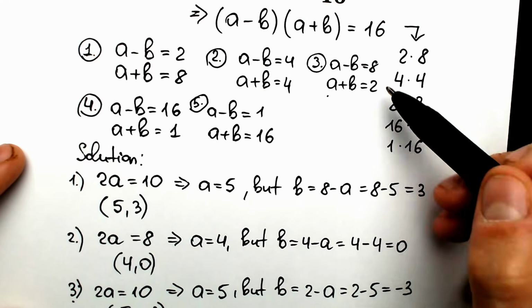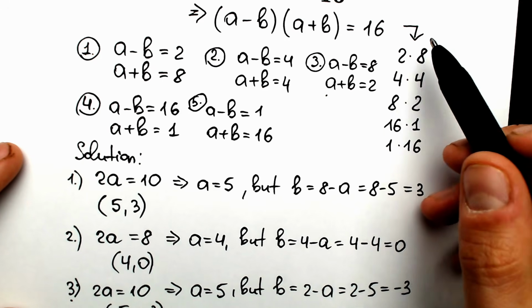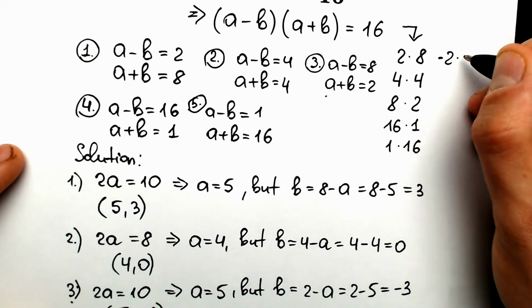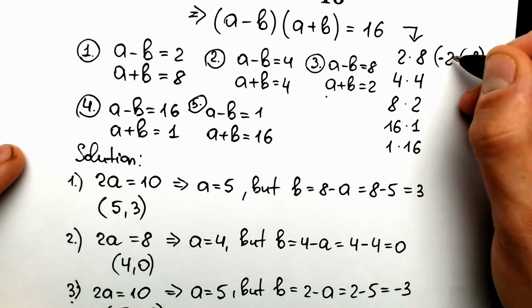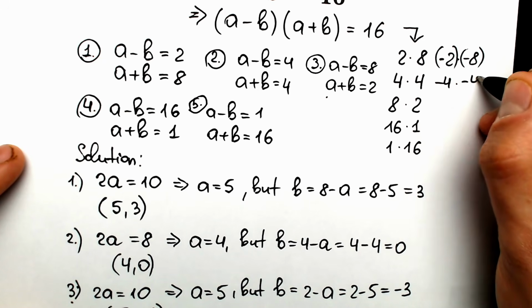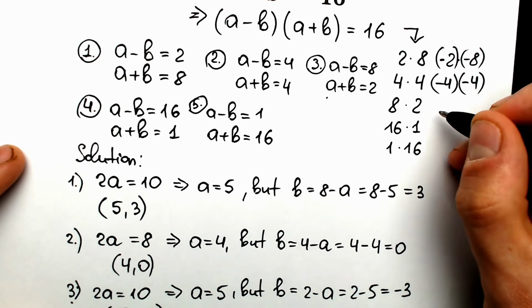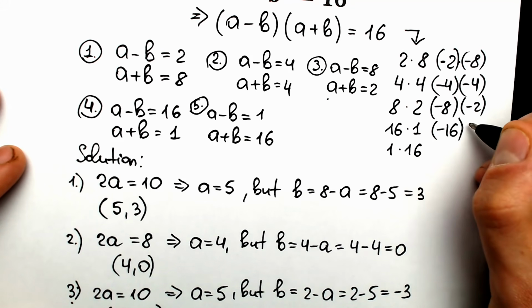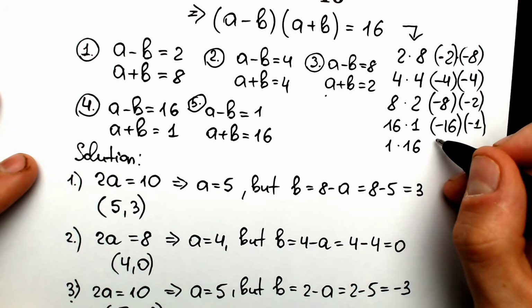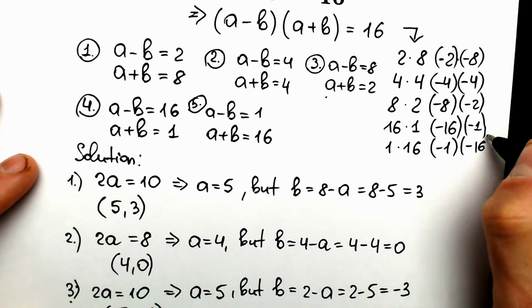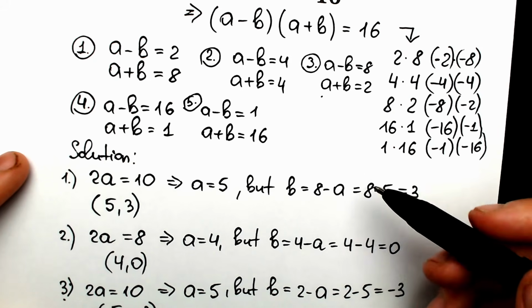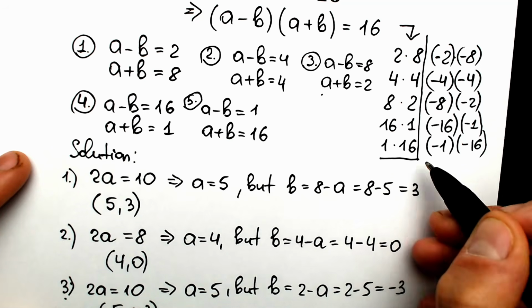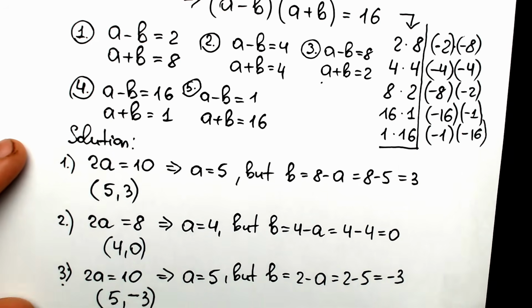But don't forget about the negative part, because right here this 16 can be written as minus 2 times minus 8. We can write this one as minus 4 times minus 4. Here we can write it according to negative values: minus 8 times minus 2, minus 16 times minus 1, and the last one minus 1 times minus 16. And we have 5 more systems of equations, but in this case I want to split it. We just solved it according to a positive value. So what you need to do is just change all the signs to the opposite one.